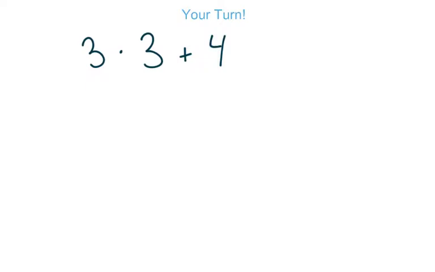Okay, so you should have just had time to try this. I'm going to go ahead and do this now. So what I always do whenever I see a problem that's multi-step, I always write PEMDAS off to the side of my paper, and I write it just like this.